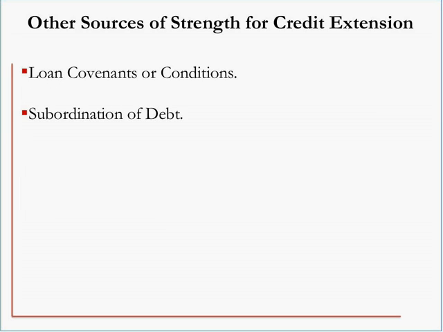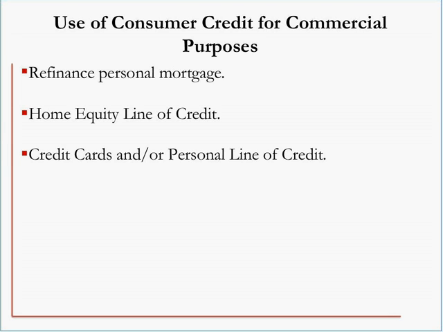Okay, other sorts of strengths for credit extension: loan covenants or conditions. We talked about that, as well as subordination of debt. And last but not least, the use of consumer credit for commercial purposes. I see this a lot. Cheap debt out there right now. If you can refinance your personal mortgage, rates are as low as they've ever been.